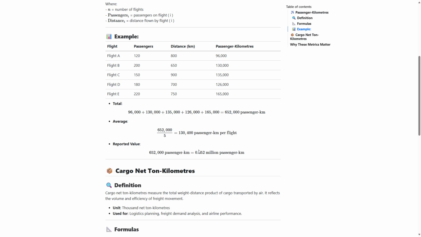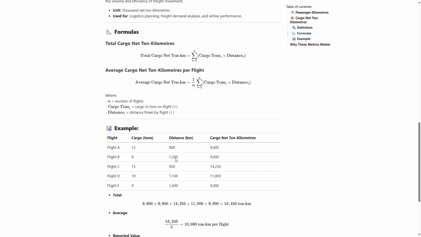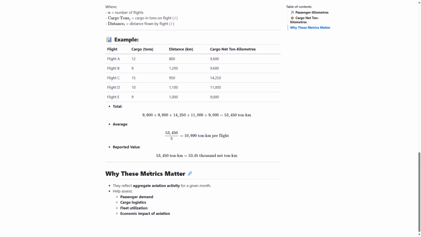As I said, it can be daily, weekly, or monthly. The data we're going to look into here is going to be in monthly format. Okay. So why do these metrics matter? Well, they reflect aggregate aviation activity for a given month, or a given day, or a given week, or a given year, or a given quarter, right? So you can get different granularity levels there based on the data availability.